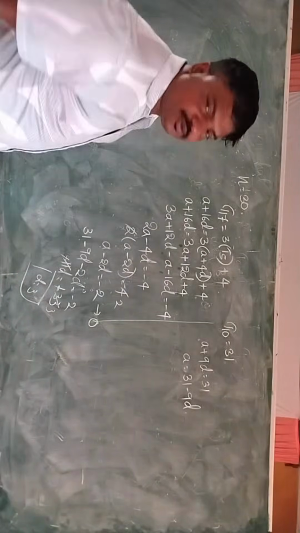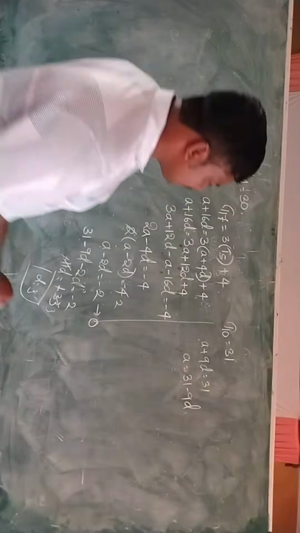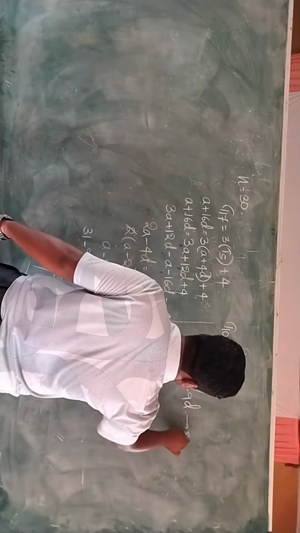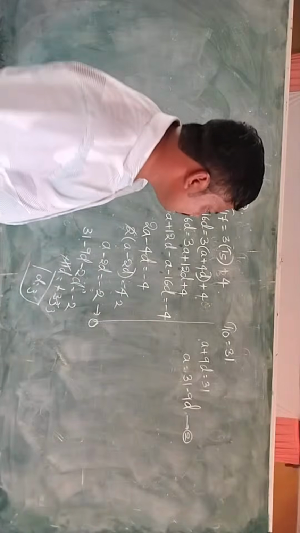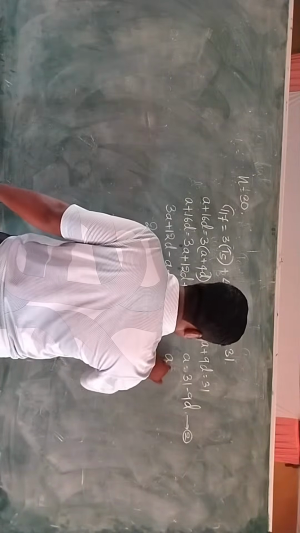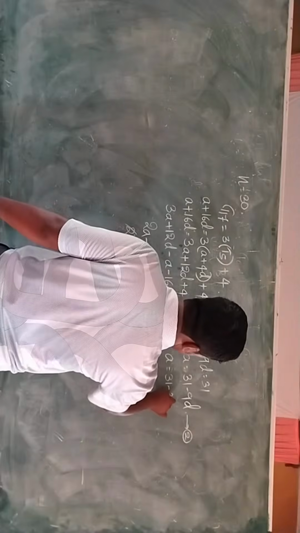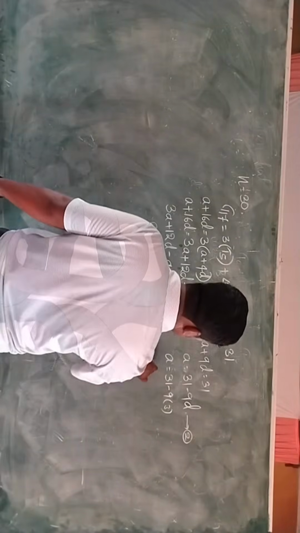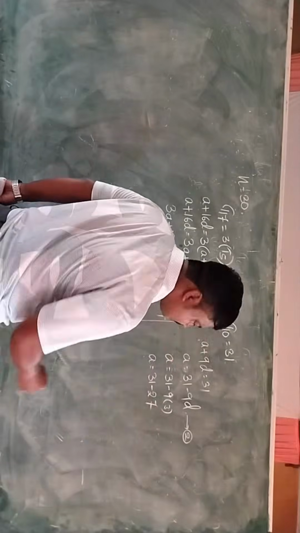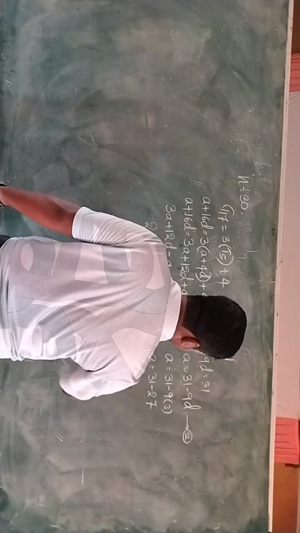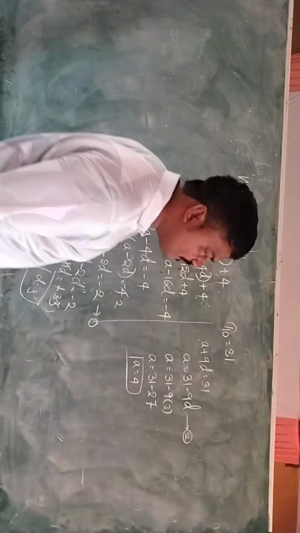D is equal to 3. Put the value in equation number 2 or in equation number 1. So a is equal to 31 minus 9 into 3. 9 3s are 27, so a is equal to 31 minus 27, which is 4. A is equal to 4.